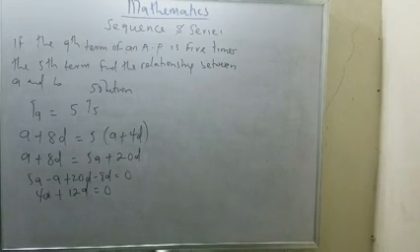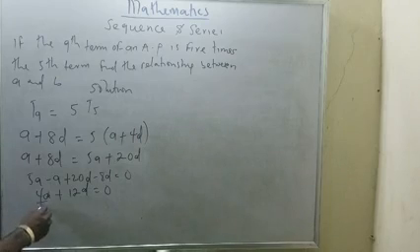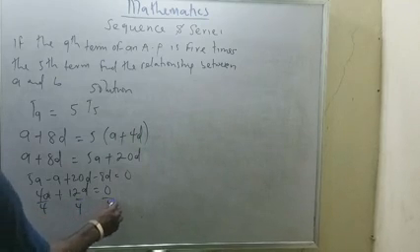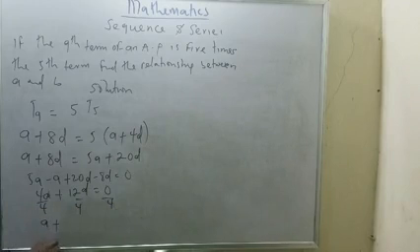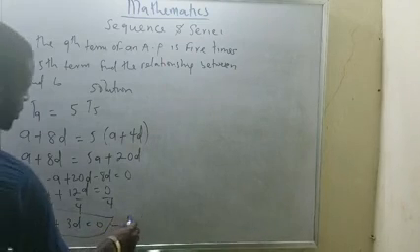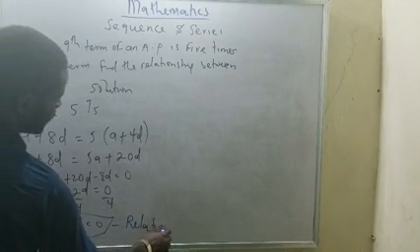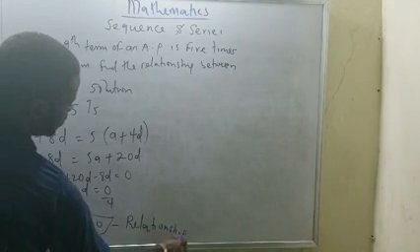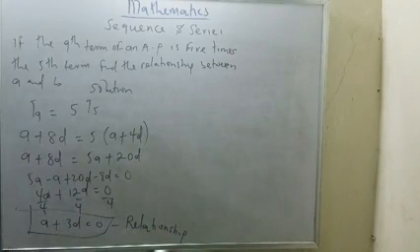The relationship between them: divide all by 4. Now I'll have a plus 3d equals 0. Now this is the relationship. Okay, that is all I have for you on this particular part of it.